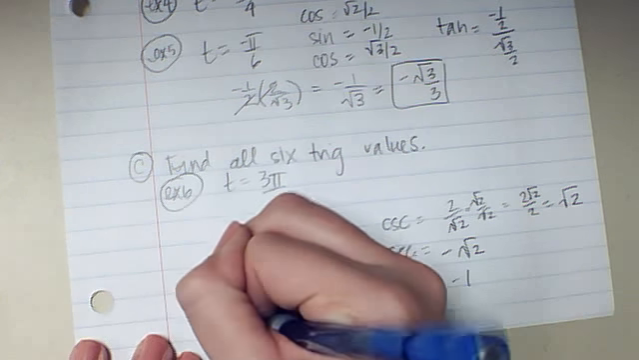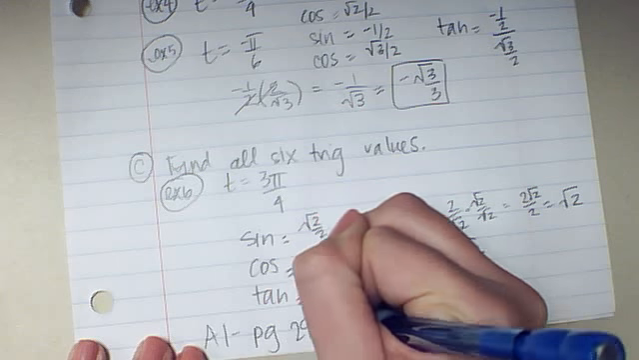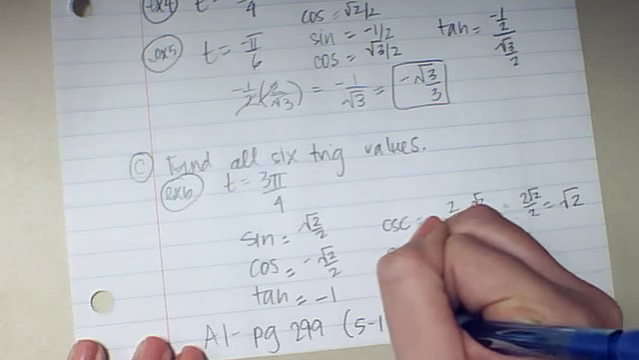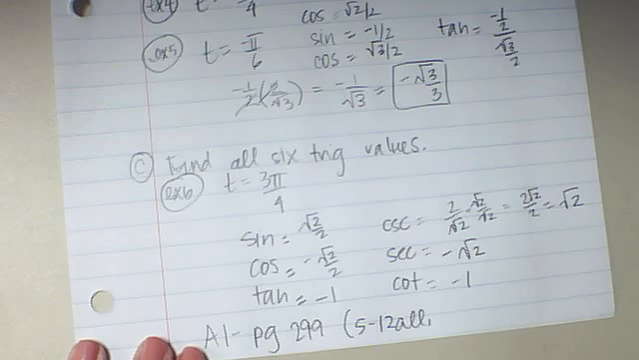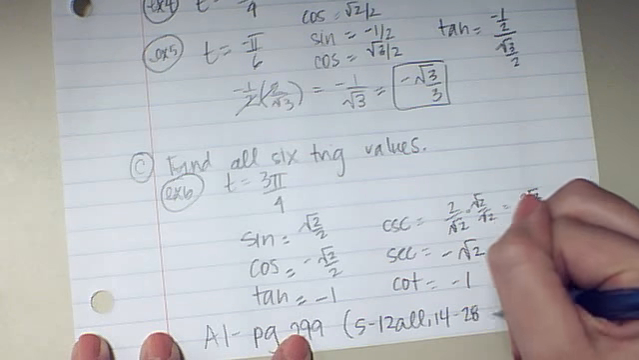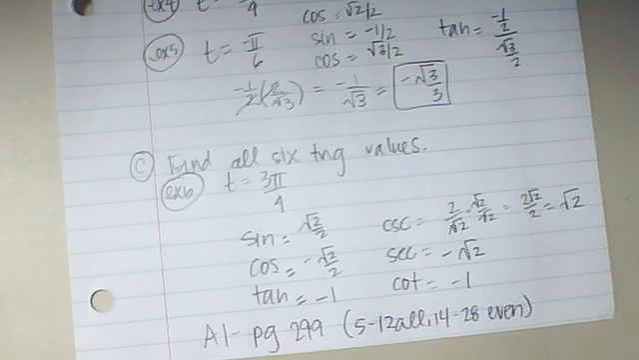Your assignment is A1, and this is page 299, numbers 5 to 12 all, and 14 to 28 even. Good luck, and let me know if you have questions.